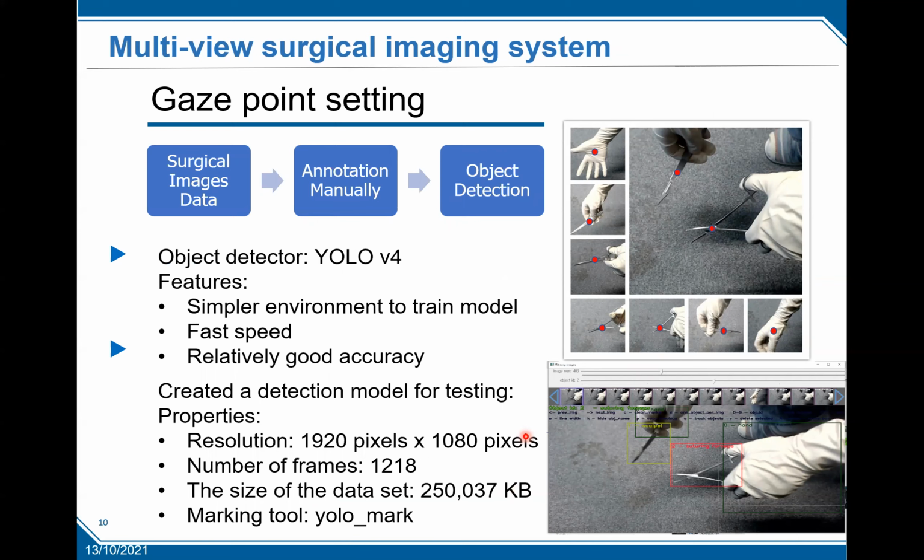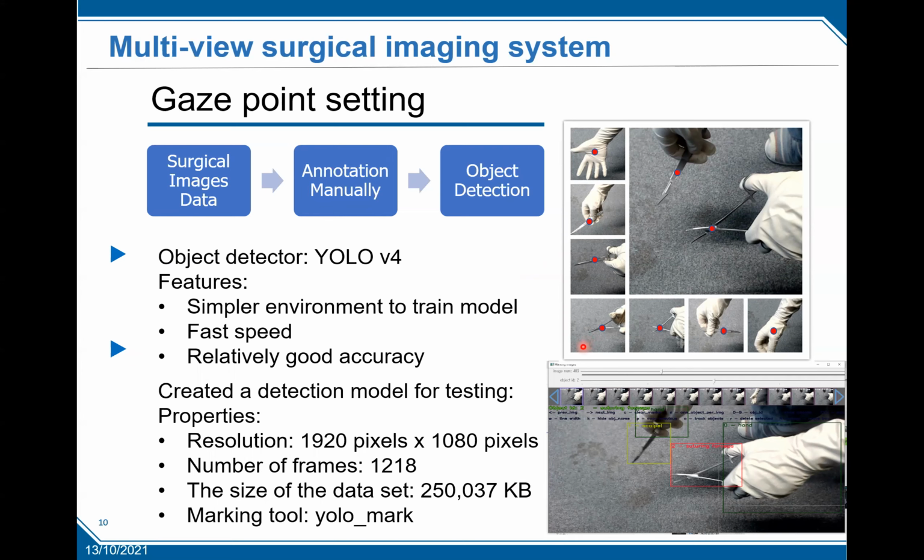And next, it's time to talk about the YOLOv4 detector. The purpose of using it is to set the gaze point to generate the body time video. The order is to prepare surgical image data, then annotate the image data, and finally do the object detection and get the detection result for each object.